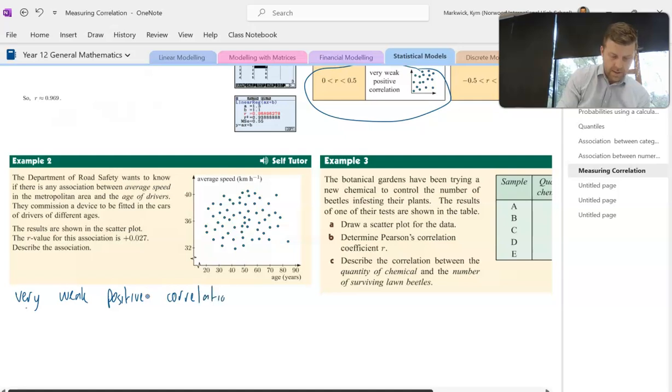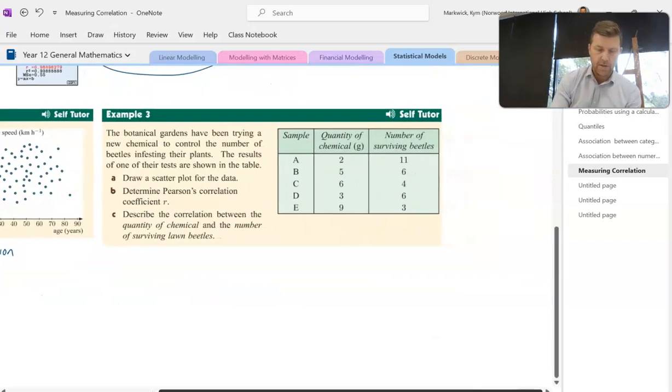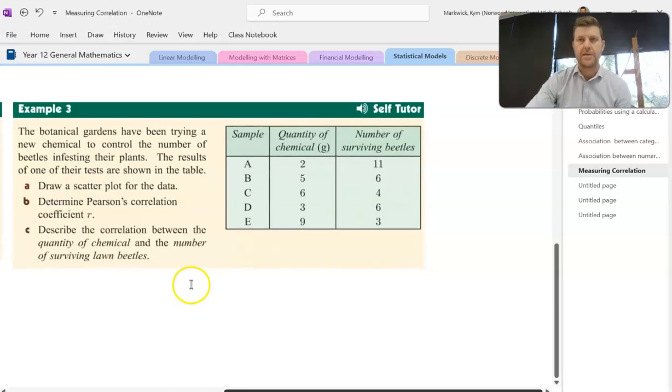Now, in that example, they gave us the value of R, but how do you actually work out that value given a set of data? So here, in the second example, I'm going to show you how to do that. The Botanic Gardens, here example 3, have been trying a new chemical to control the number of beetles infesting their plants. The results of one of their tests are shown in the table. So sample A, they used 2 grams of the chemical and there were still 11 beetles alive. In sample B, they used 5 grams of the chemical and there were still 6 beetles alive, etc. So the quantity of chemical in grams is our explanatory variable, or our independent variable. That's the x-axis, and the number of surviving beetles is our response variable, or our dependent variable. That's our y-axis. So it says here to draw a scatter plot from the data.